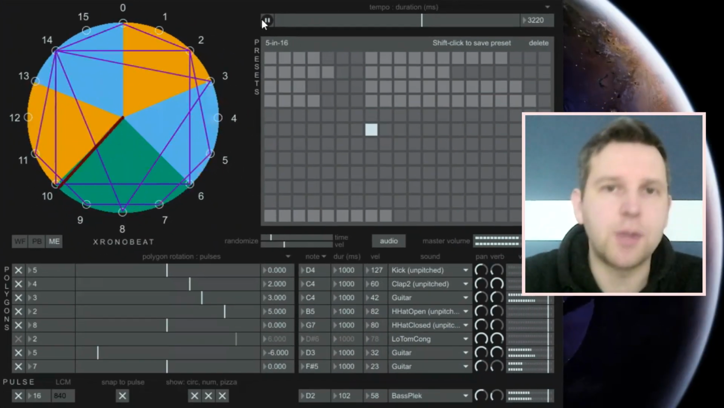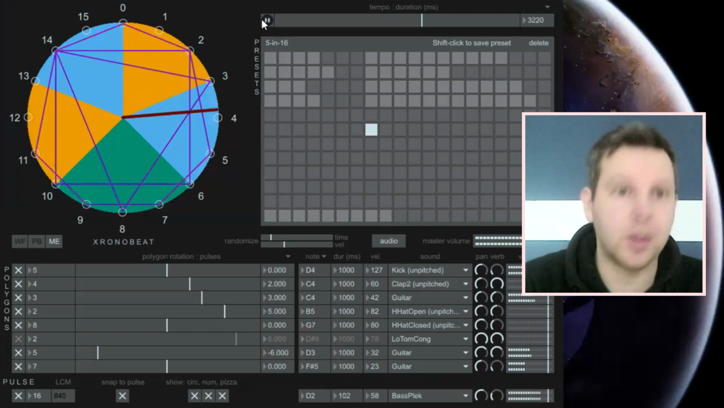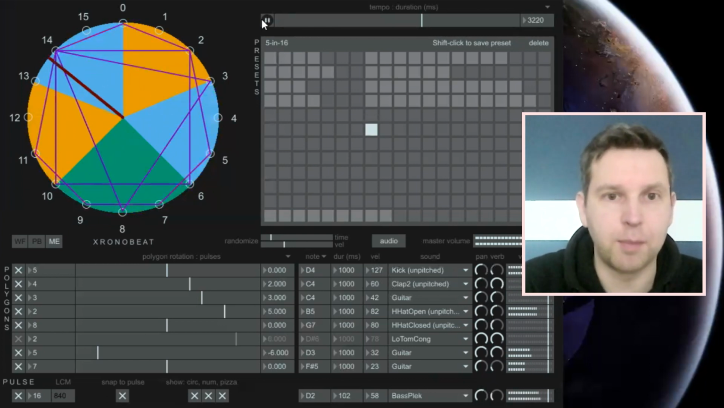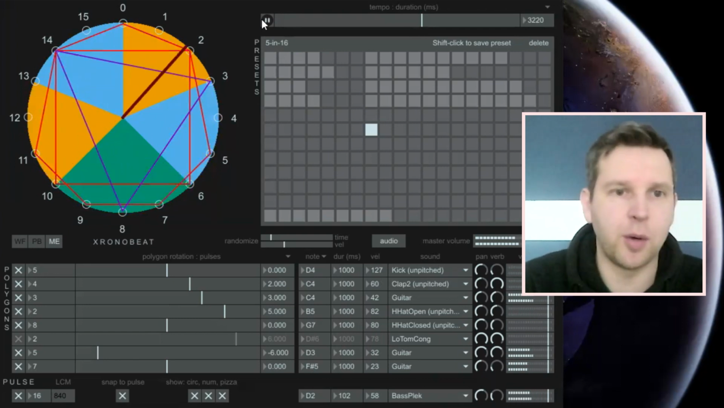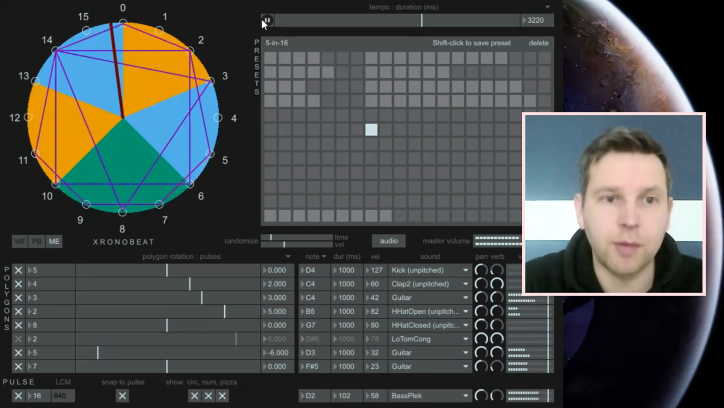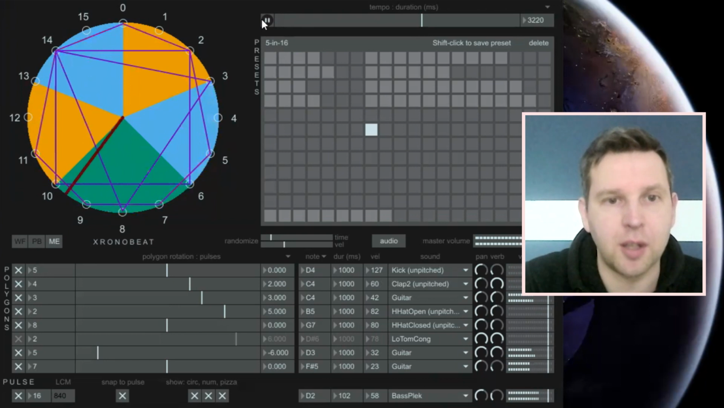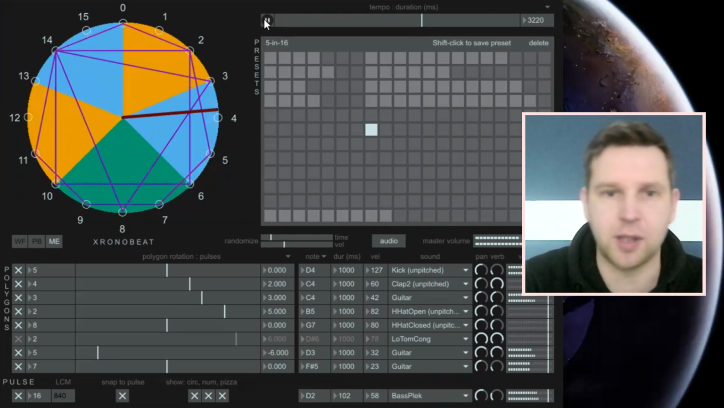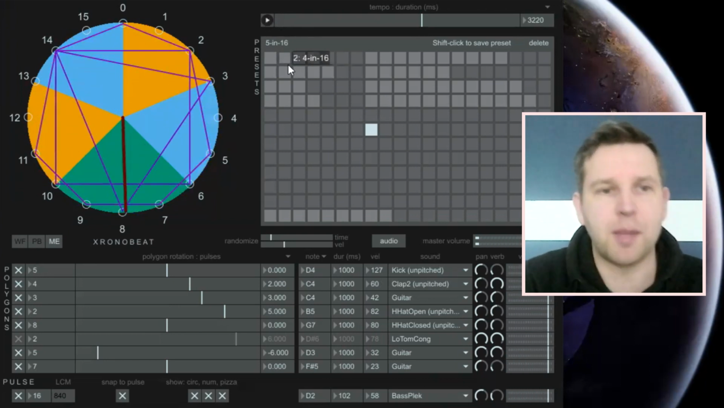I'm going to introduce XronoBeat. This is a quite handy tool developed by Andrew J. Milne. He's a senior research fellow of music cognition and computation at Western Sydney University. This software is designed to be a kind of supplementary educational tool for learning music and mathematics together.